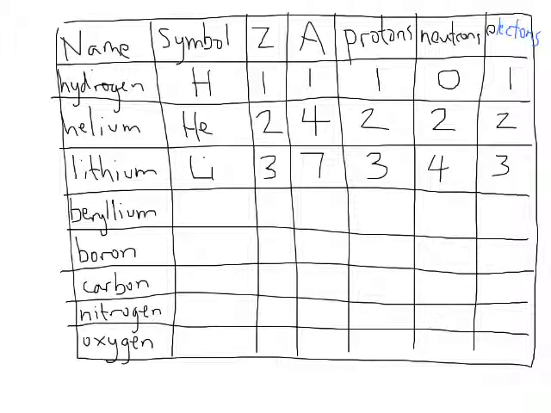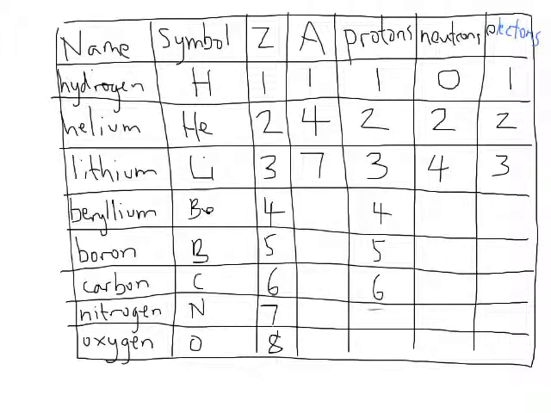Time to check your answers. I'll just go and pop in Be for beryllium, boron, carbon, nitrogen, oxygen. We'll go 4, 5, 6, 7, 8. That also means that the number of protons will go 4, 5, 6, 7, 8, as will the number of electrons, 4, 5, 6, 7, 8.